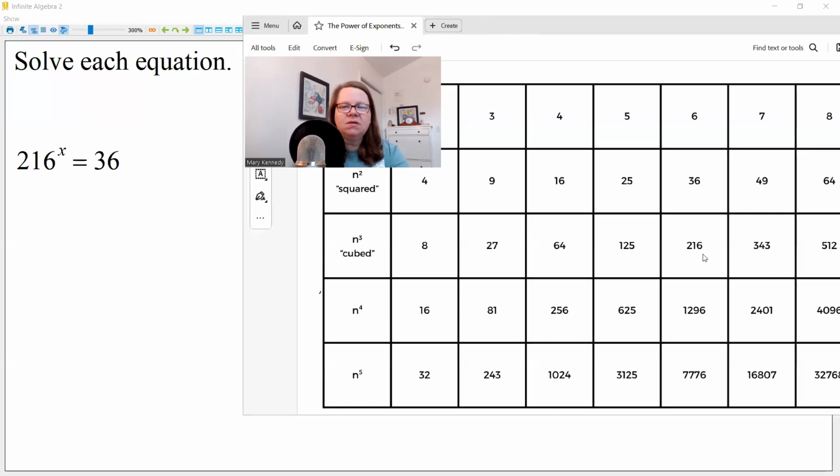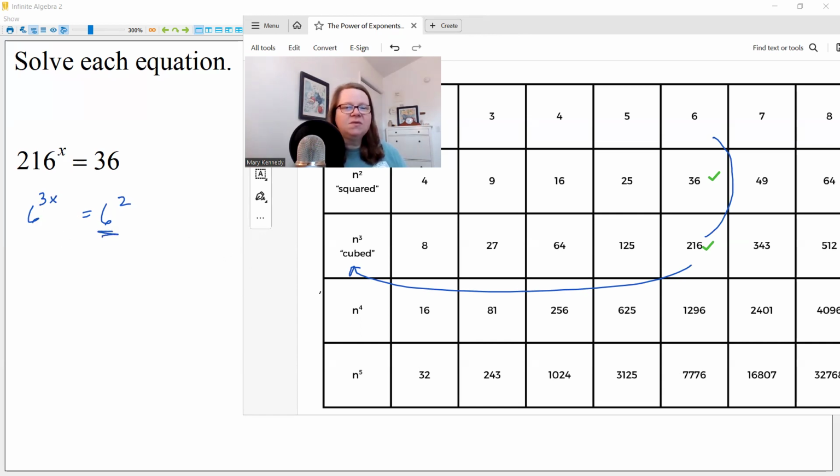I see 216 here and I see 36 here, which is nice. That means those are both multiples of 6 because they're in that row with the 6. So 36 I can write as 6 squared. All right, and 216 is 6 to the third power, or 6 cubed. And it's already raised to the x power, so we have to keep that with it, right?